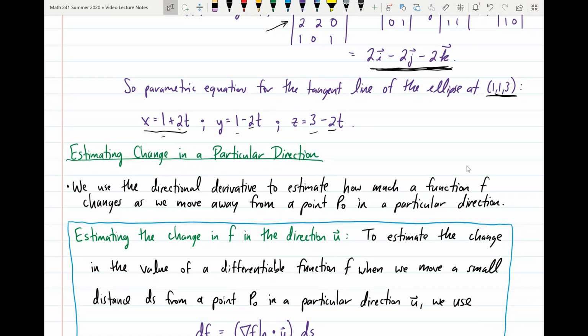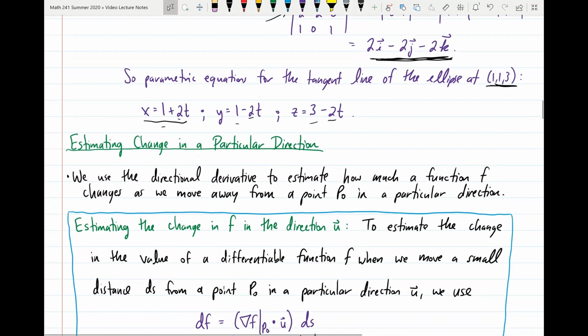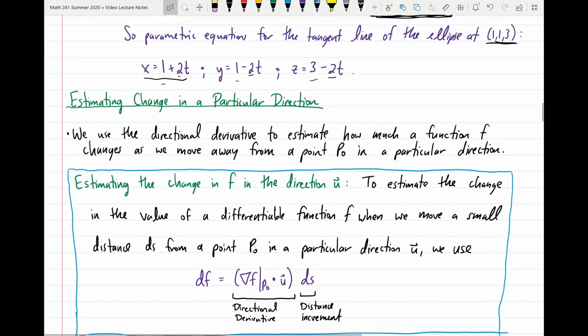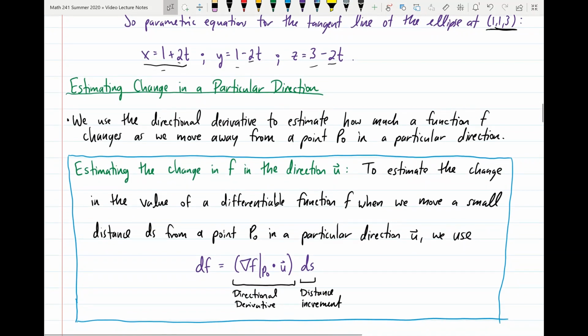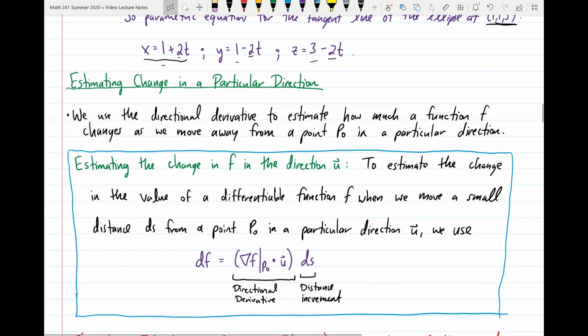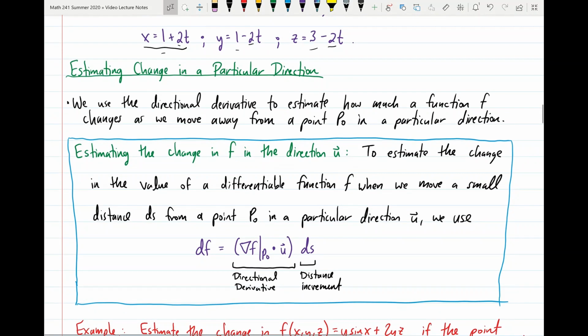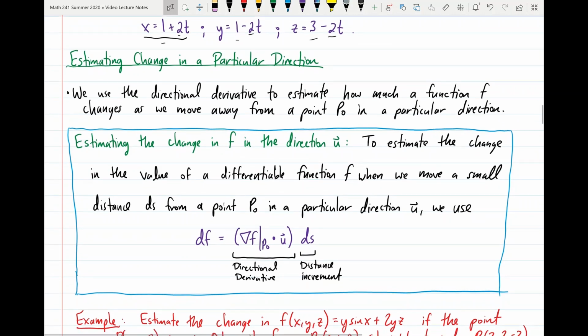Okay, so now let's move on to a little bit of a different topic here. We're going to estimate change in a function in a particular direction. And to do so, we're going to use the directional derivative that we developed last time in section 14.5, and we're going to use it to estimate how much a function changes as we move away from a particular point, P naught, in some specific direction, so a direction that we specify.